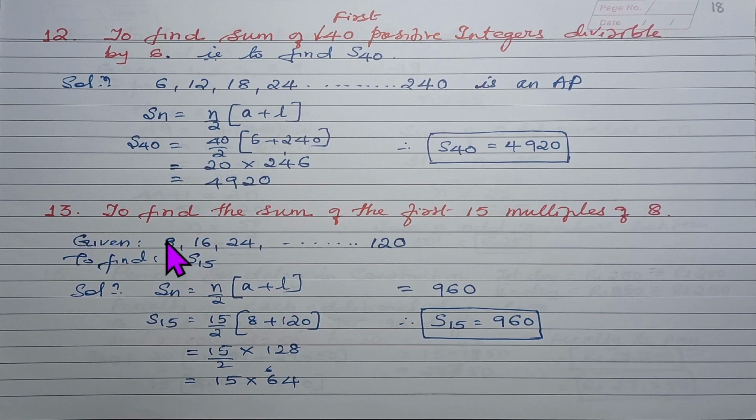Now to find the sum of the first 15 multiples of 8. The first 15 multiples of 8 will be 8, 16, 24, and the 15th multiple will be 120. Now we have to find S15.